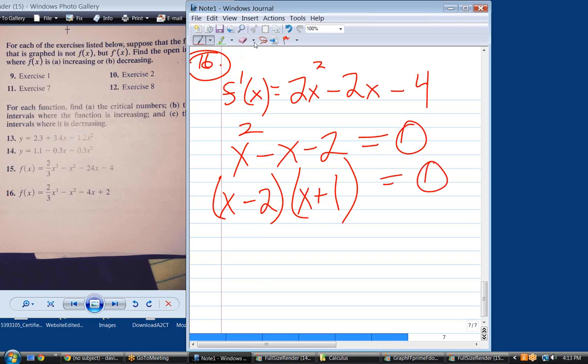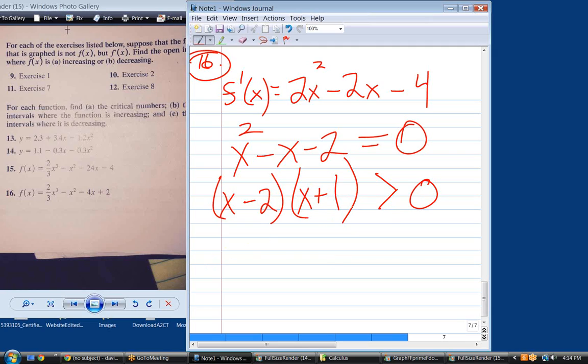So again, we're going to do our line chart test because in order to answer parts B and C, we need to know where the first derivative is positive and where it's negative. So I need to answer this question, and I need to answer the question when I turn the inequality sign around. And you answer that by these line charts.